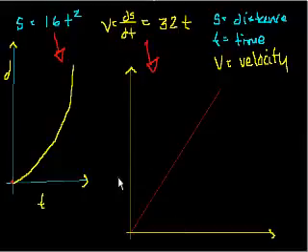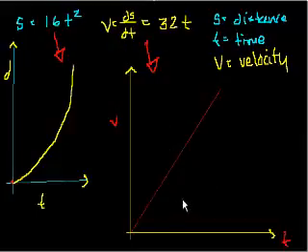Let's assume that we were only given this graph, and we said, this is the graph of the velocity of some object. And we want to figure out what the distance is after t seconds. So this is the t-axis, and this is the velocity axis. Let's say we were only given this, and let's say we didn't know that the antiderivative of the velocity function is the distance function.